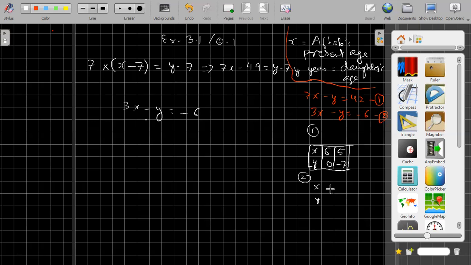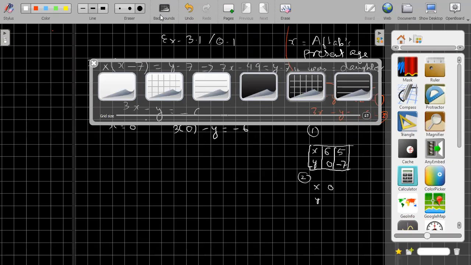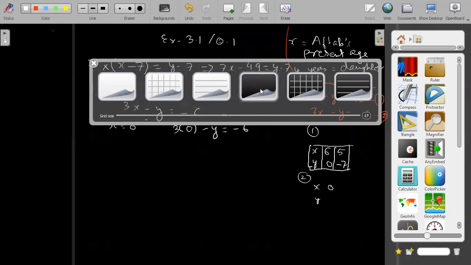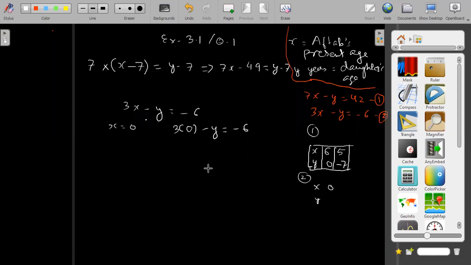Okay, so now we can take x is equal to 0. First try to take 0. If you are getting a value which you can easily represent on the graph, it's well and good. Otherwise, you can go for other values. So if x is equal to 0, here you put 0 minus y is equal to minus 6, correct? Is it visible? After that, when we draw the graph, I will do it. So then y is equal to what?